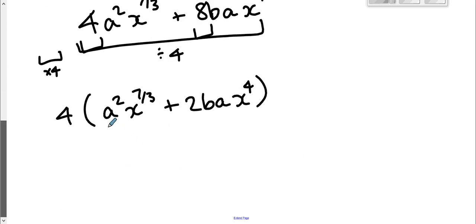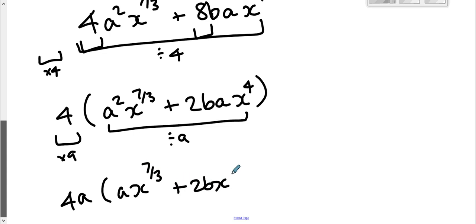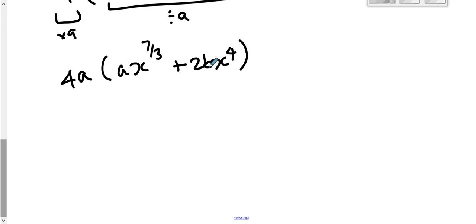So now we can look at this and we can go, right, well, I'm going to divide both of these by a to get rid of this a and remove 1 from there, as long as I multiply it by a there. So I get 4a, and that leaves me, well, a squared over a is just a, x to the 7 over 3, plus 2b x to the 4th. So now there's no b in both terms. There's a b there, but there isn't one there, so we can't factorize that out. The only other thing we can get is the x's.